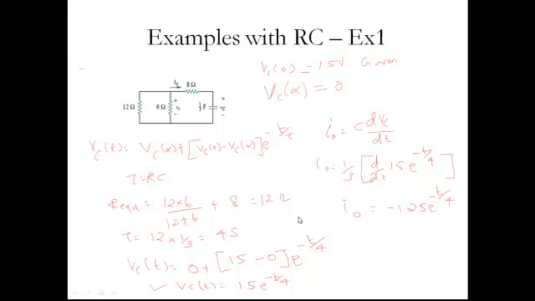Okay, so please don't try to find out the value for I0 initially. Always RC is given. You are finding only the value of voltage across the capacitance. Then from there you can find any other value. Okay, so this is the first example.